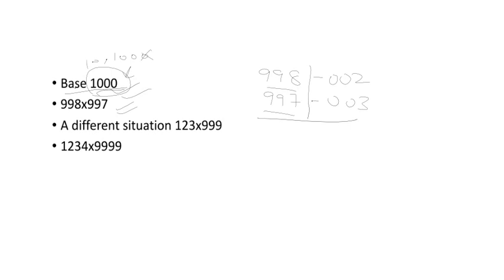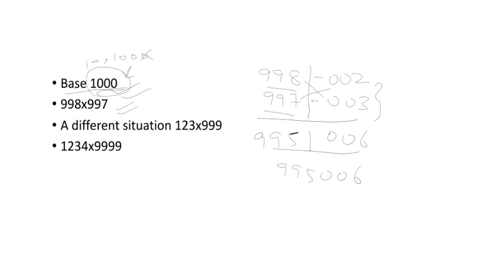Therefore, we have to calculate the crosswise difference. It is 995. Yes, the difference between 8 and 3 is 5, and between 7 and 2 is 5, and we have to multiply these two values. So here we have obtained 6. Therefore the answer is 995006.